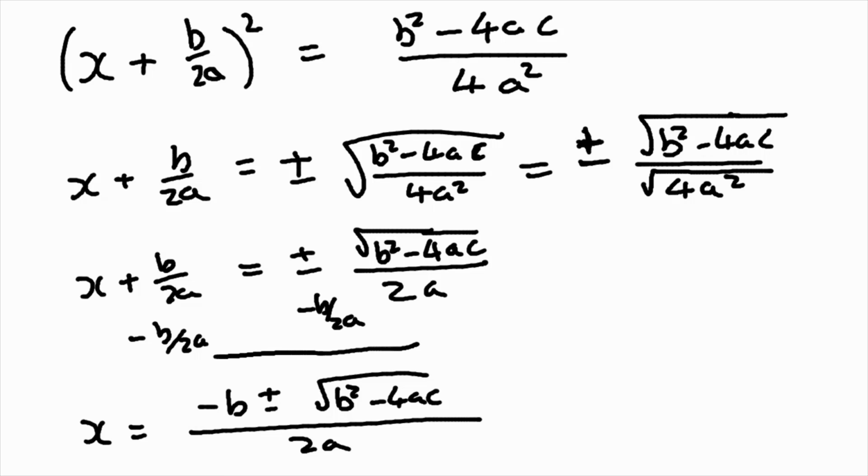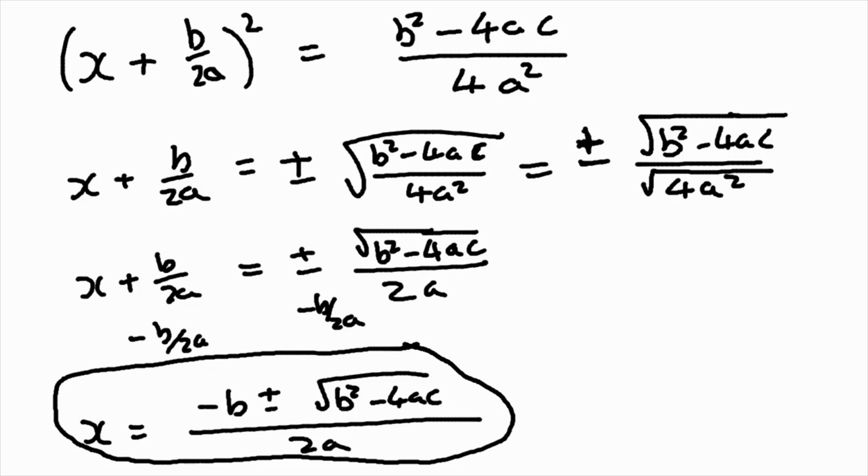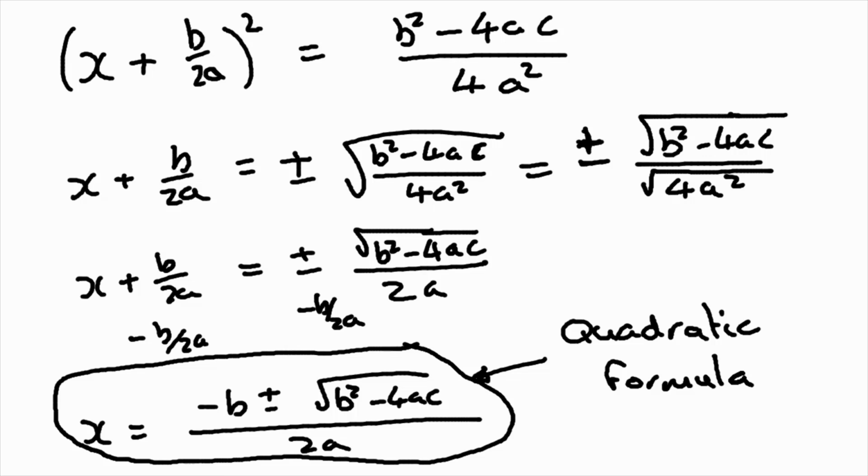Now this will give us our solutions to our quadratic equation, and this is called the quadratic formula. So that if we know what our a, b, and c are, we can just substitute them into this, and we can get a solution instantaneously.